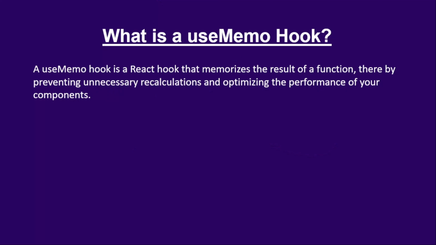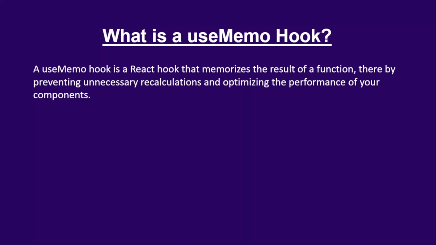A useMemo hook is a React hook that memoizes the result of a function, thereby preventing unnecessary recalculation and optimizing the performance of your components. What does this mean? This means that the useMemo hook performs a particular calculation, addition, subtraction, any complex calculation, gets a value and returns the value. This value is going to be stored in another variable.